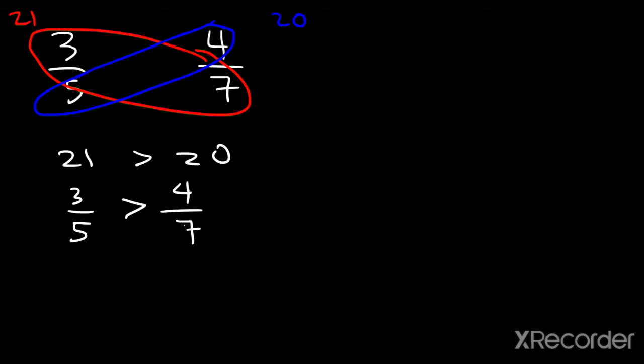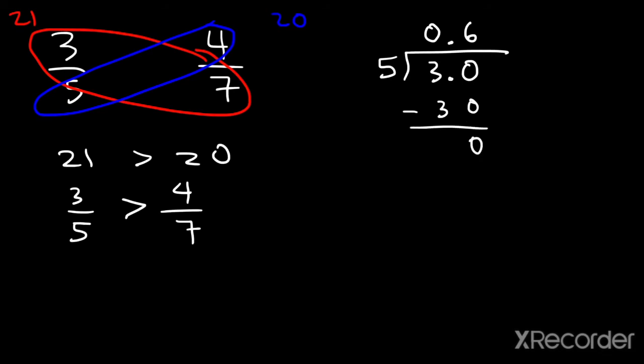If you don't have a calculator, you can use long division to convert the fractions into decimals. So for example, 3 over 5, what we're going to do is put the 5 on the outside and the 3 on the inside. 5 goes into 3 0 times, so let's add a decimal and let's add a 0. We're going to treat 3.0 as if it's 30. 5 goes into 30 6 times, and it's exactly 6, so we're going to have 0 remaining. So therefore 3 over 5 is 0.6 as a decimal.